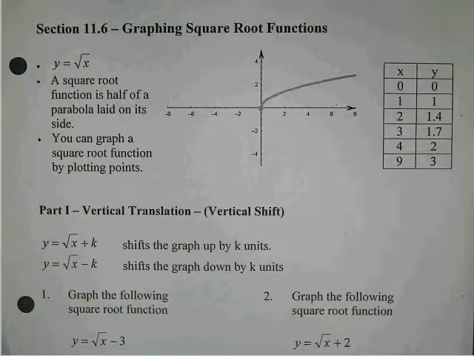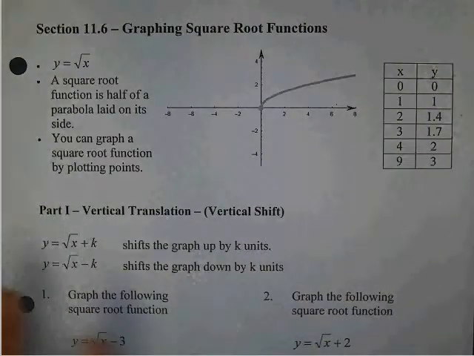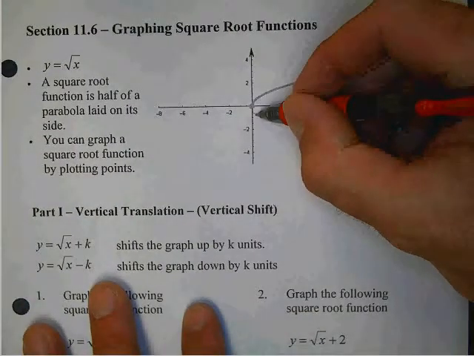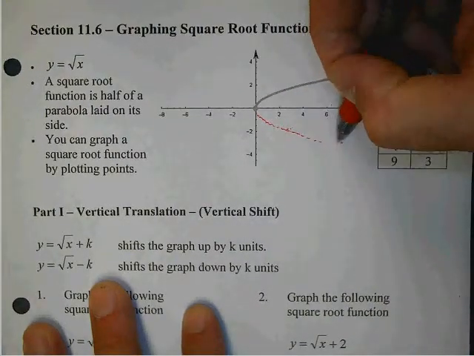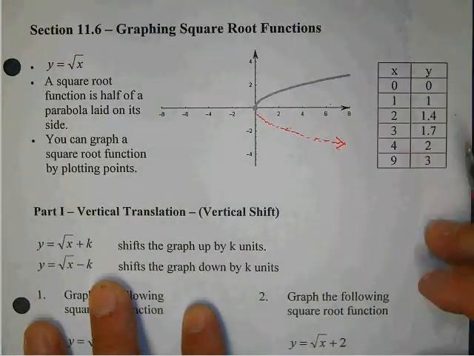Graphing square root functions. Y equals the square root of x. It says it's half of a parabola laid on its side. Now, let me draw the rest of the parabola for you. I'm going to make it a dotted line just so you get perspective. Okay? You see the other half?